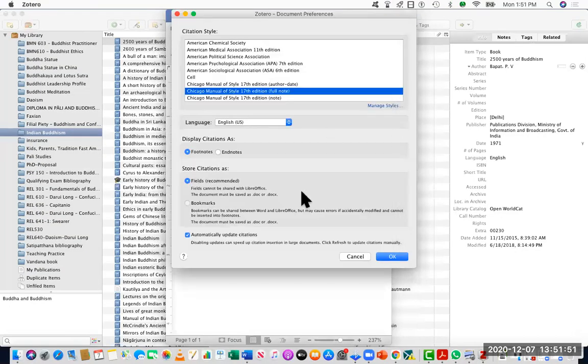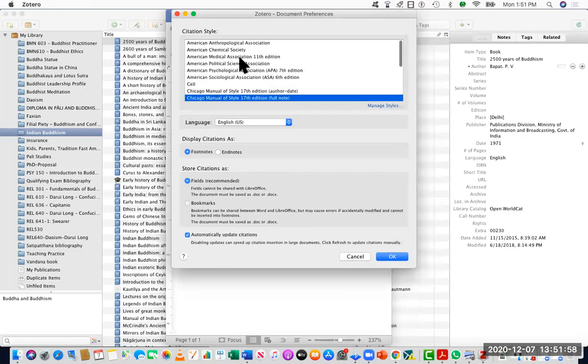Oh yeah, it is here already. Okay, over here, this is pretty cool. You can see here different citation styles. So I want to actually use Chicago Manual of Style, 17th edition full note.